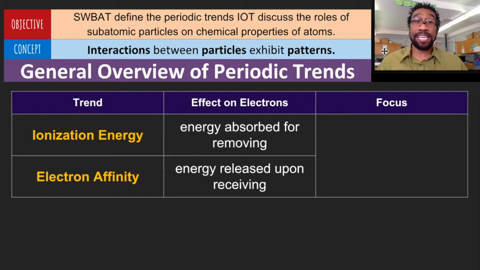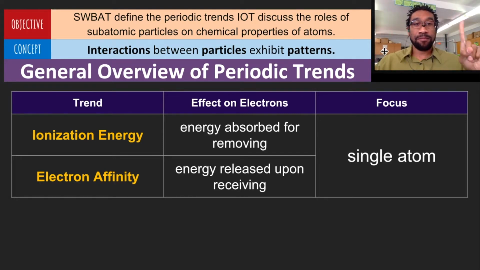I hope you like that hand motion going on there. The focus of these two, and I put these two together because whenever you're talking about the periodic trends, these two specifically focus on one atom. Just like that, one atom. So you're never going to talk about ionization energies and electron affinities when you're talking about multiple atoms, only a single one. All right, and so let's move on to the next.